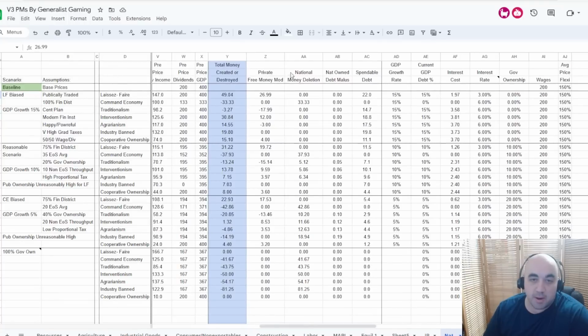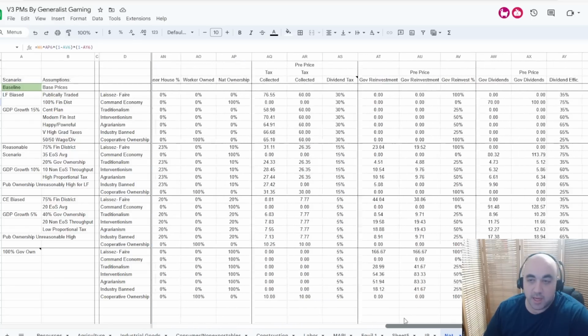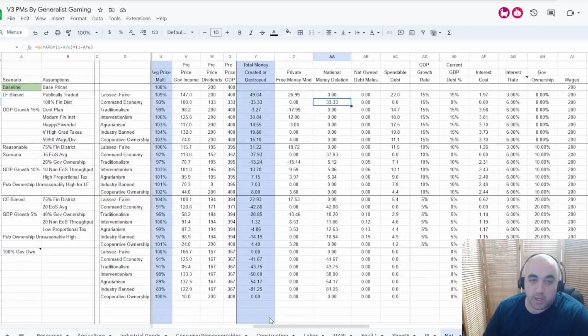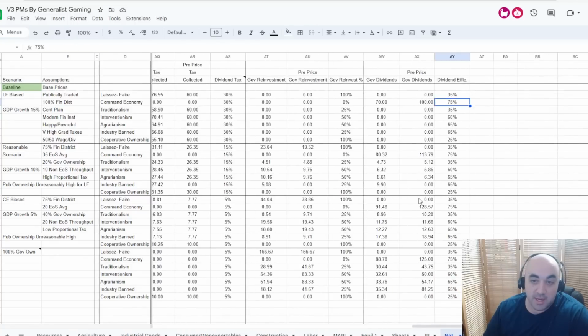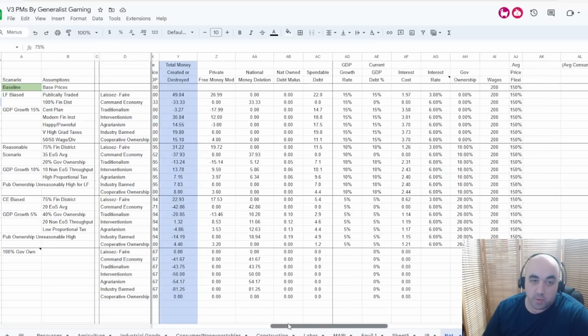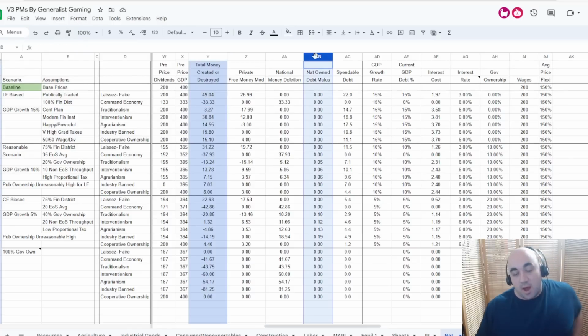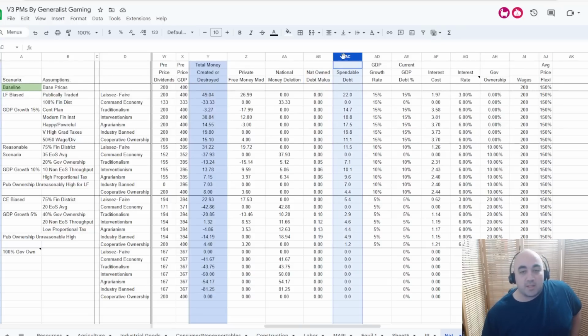We have the national money deletion, which is the money that is getting deleted from the dividends malus. You see here, that's 33 in this section. That is because we are deleting down from having a dividend of 133, pre-price dividend, and since we have a government dividends efficiency of 75%, 0.75 times 133 is in fact 100. That is where we are getting this 33, which is getting subtracted from the free money, which is why you're getting money destroyed. We have the nationally owned debt malus, which is really small, and then we have this figure that is quite a bit to unpack.